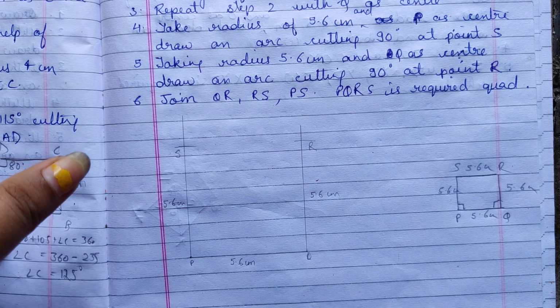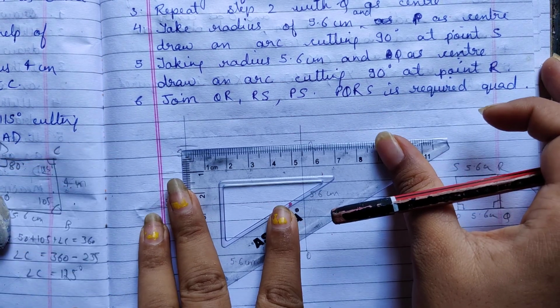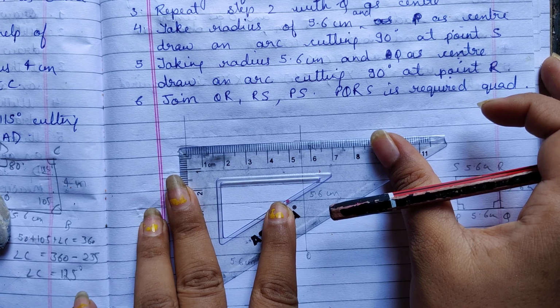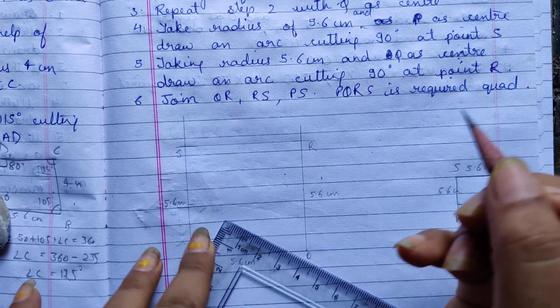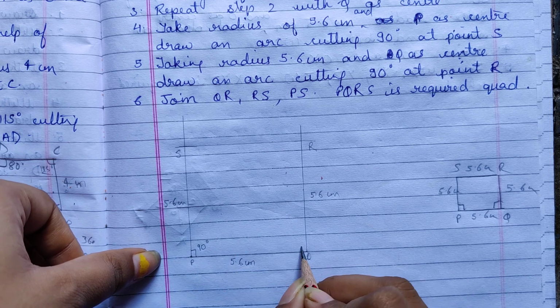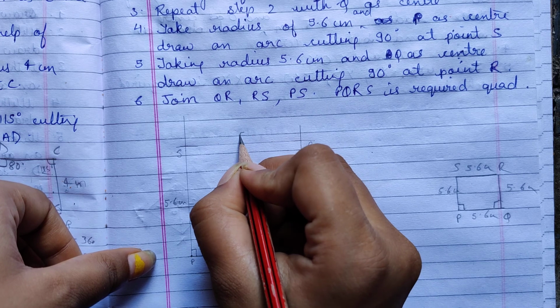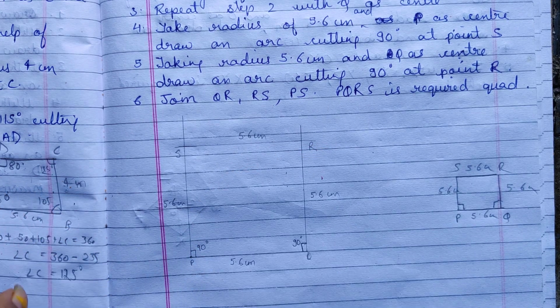And now join the last side, which is SR, which should also be 5.6 centimeter, which you can see is exactly 5.6 centimeter. Just join the line. So this is the required square PQRS. Mark all the measurements. Okay.